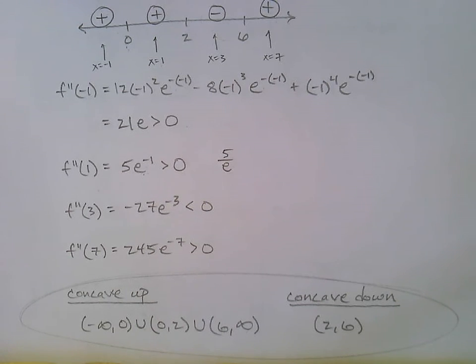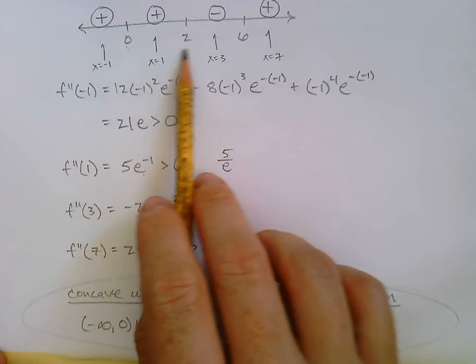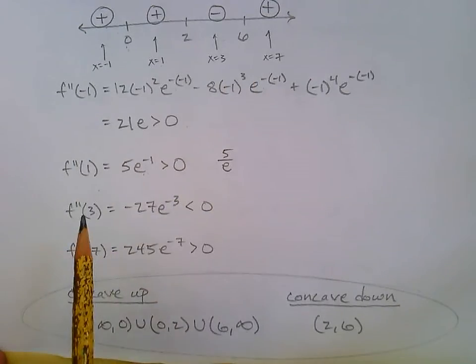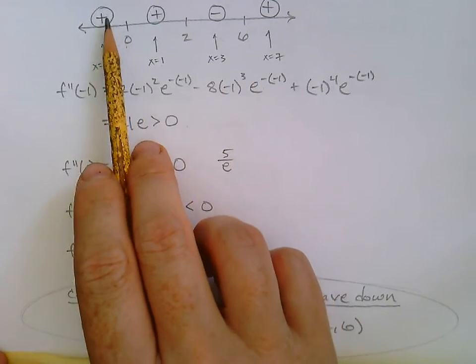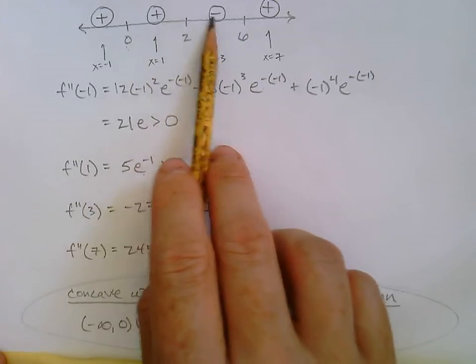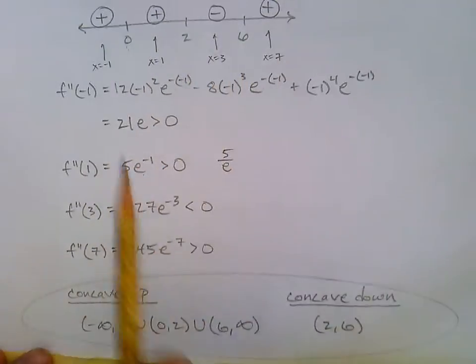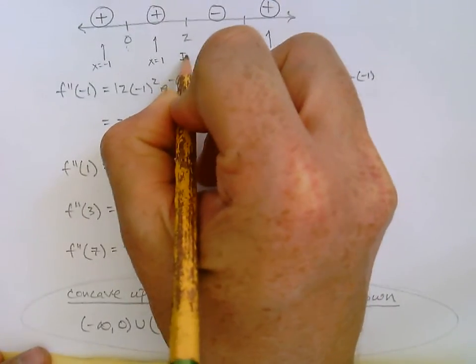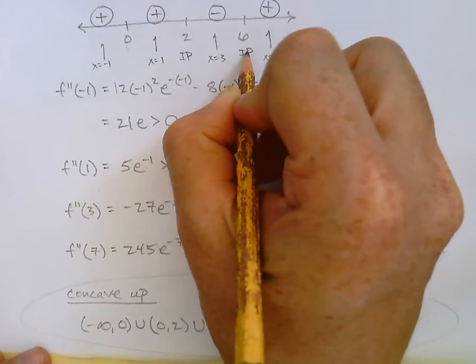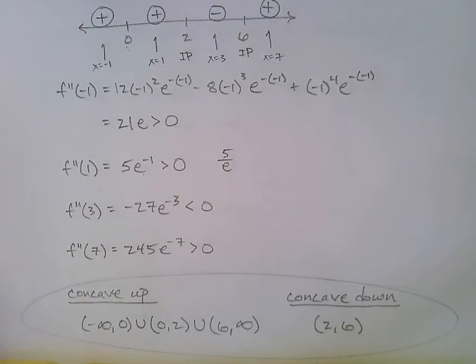Then the question said, okay, once you have those intervals of concavity, then identify any inflection points. If you remember, inflection points are when the function changes concavity. So if we look back, when did it change concavity? Well, not at 0 because it's positive to positive, but it does change at 2 and it does change at 6. So this is an inflection point. Sometimes you see that abbreviation IP.